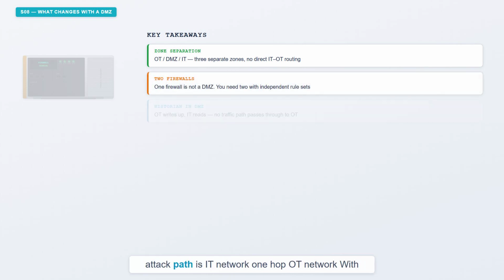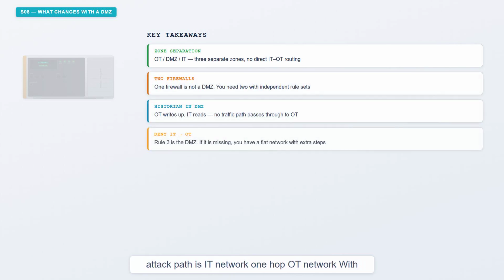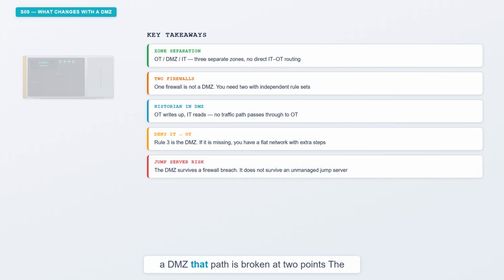So what does a DMZ actually change? Without one, the attack path is IT network, one hop, OT network. With a DMZ, that path is broken at 2 points. The attacker must breach 2 firewalls or compromise a server in the DMZ before reaching any OT asset. The DMZ does not stop every attack. It breaks the direct path. It forces the attacker to take more steps, spend more time, make more noise. And in OT security, more time means more opportunity to detect and respond before physical impact. The DMZ is not a silver bullet. It is a structural requirement for any ICS network connected to an enterprise environment.